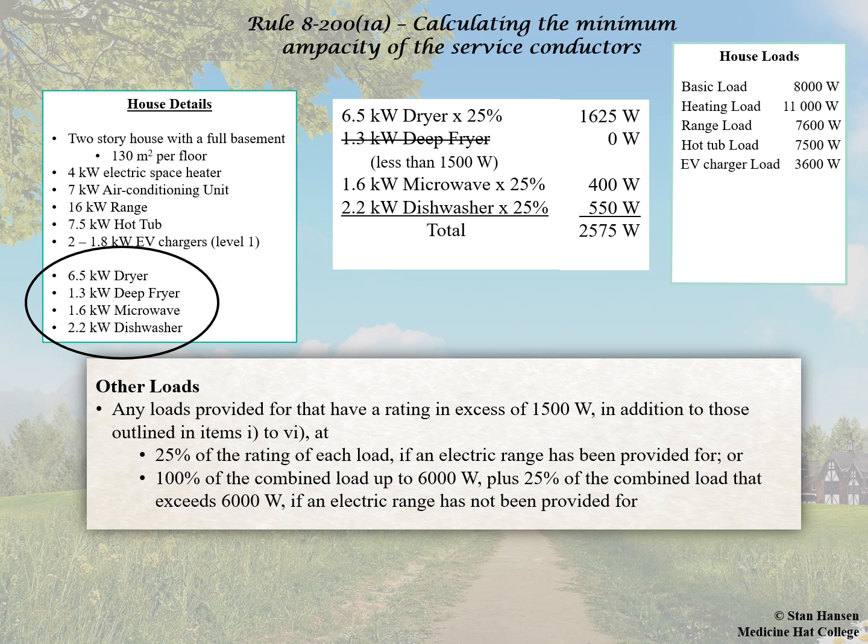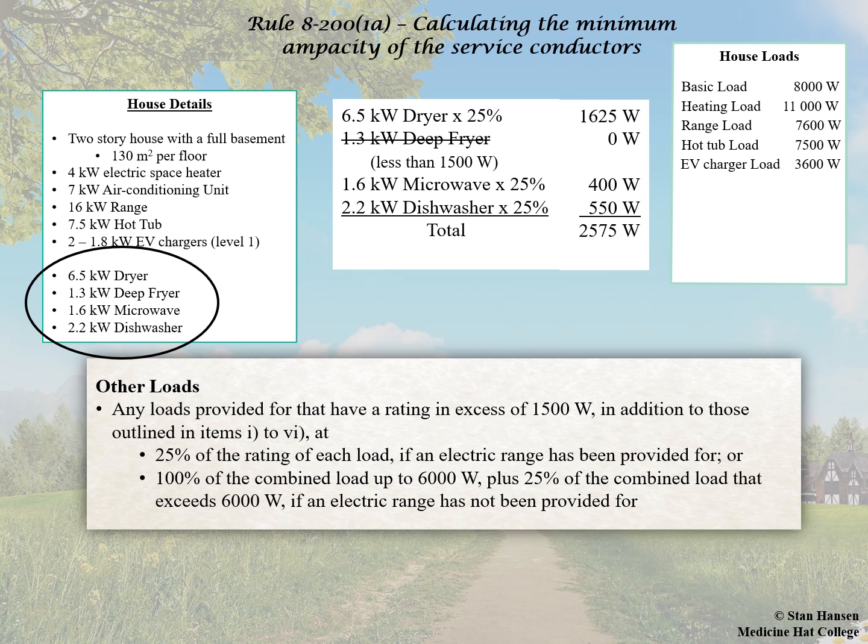Secondly, when it comes to using this rule, we have to pay attention to whether or not there has been an electric range provided for. If we did not account for an electric range earlier, if our house has a gas range, for example, we need to account for the electric range now. So therefore, we're going to use 100% of everything up to 6,000 watts. In our example, we don't need to worry about that. In our example, we have an electric range.